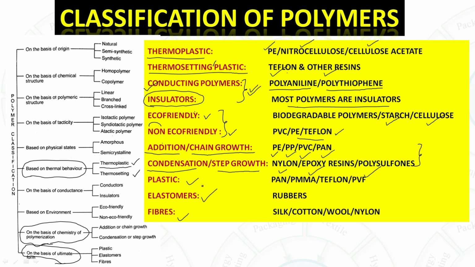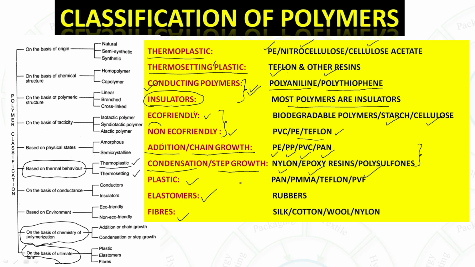So I hope you understood these detailed classifications of polymers pretty well. But the important thing is that you should know the example of each and every class of polymer, whether it is based on origin, environment, chemical structure, polymeric structure, tacticity, thermal behavior, conductivity, or many other things. You should know at least one or two examples of each of them.